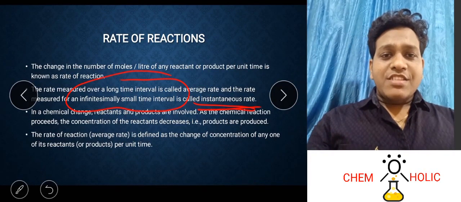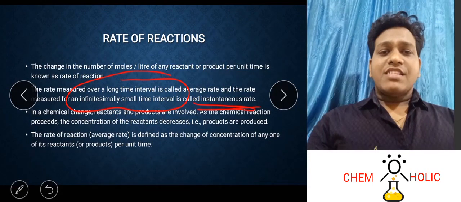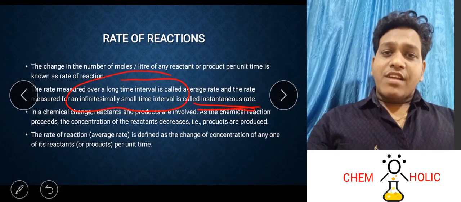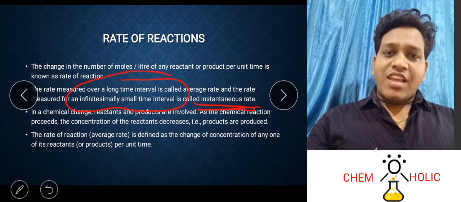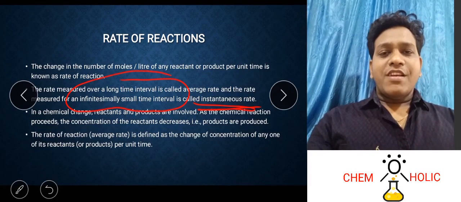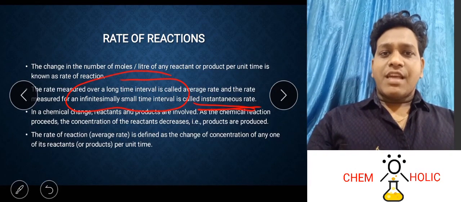For a chemical change, reactants and products are involved. In any chemical change, if any chemical reaction is happening, a chemical reaction is nothing but a chemical change.